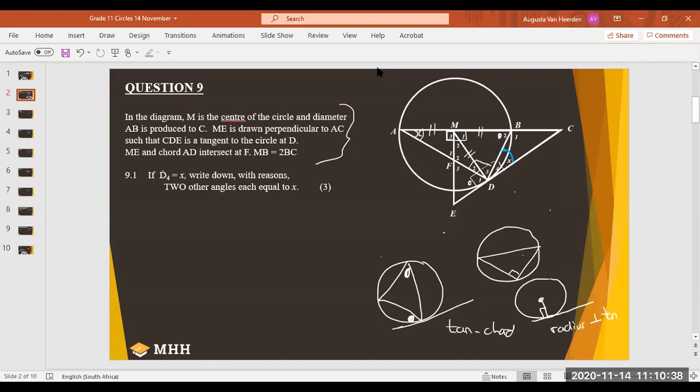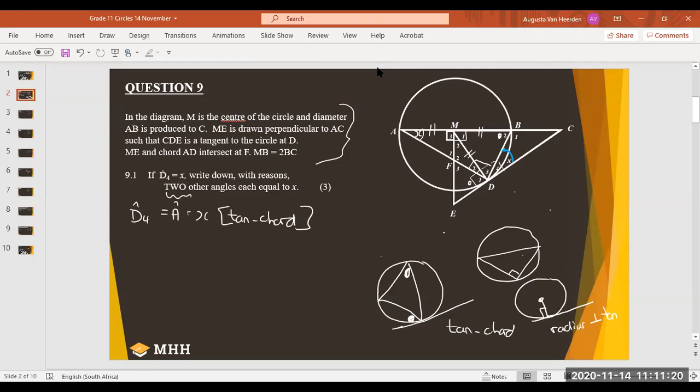It says here, if D4 is equal to X, write down, with a reason, two other angles that will also be equal to X. I saw one, so I'm just going to say D4 is equal to angle A, and that's equal to X, by tan-chord. And we always fill it in on the drawing.